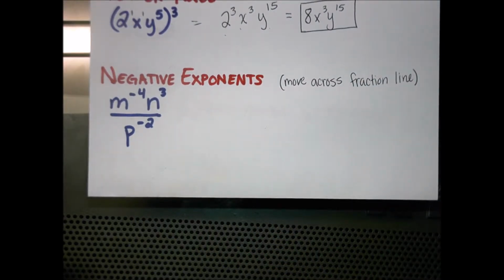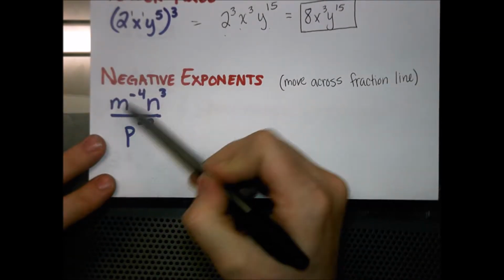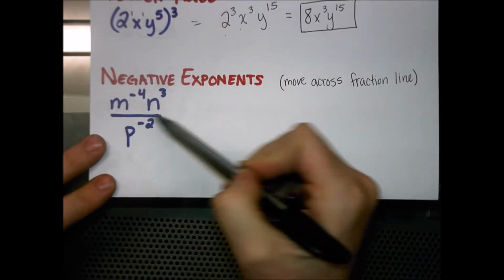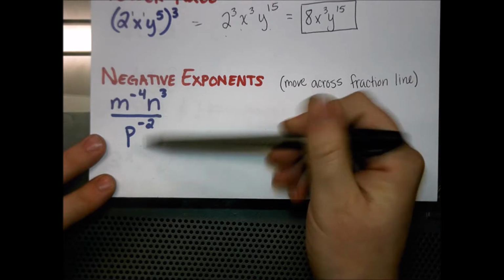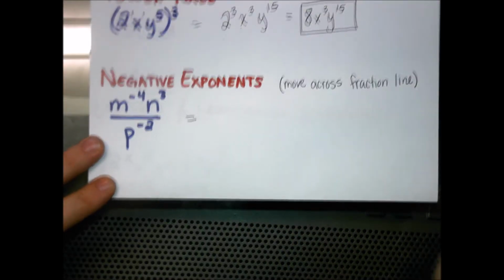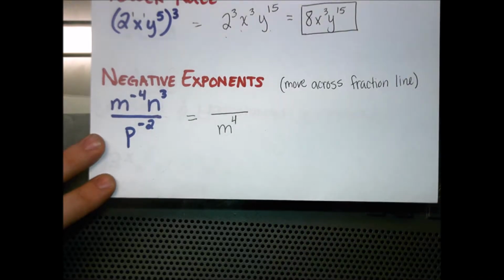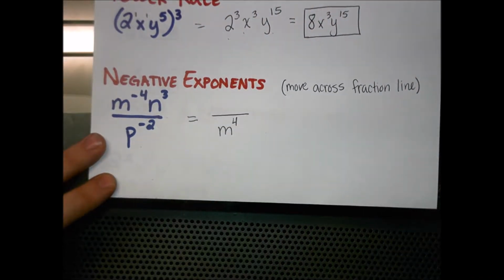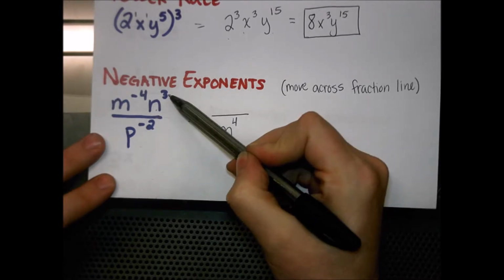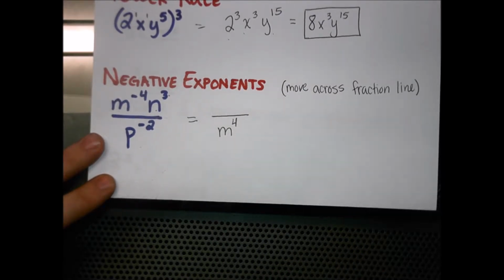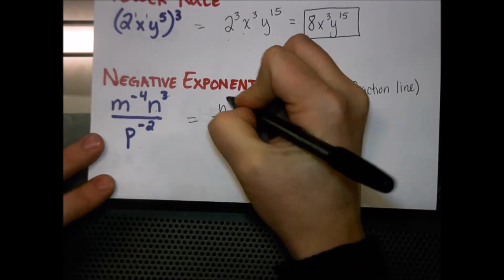Move across the fraction line. So, this m to the negative fourth, if I were to move it across the fraction line, would it be in the numerator or the denominator when I end? The denominator, m to the, and then it becomes positive 4 once you move it. What about this n to the third? Where does it go? Stay at the top. Stays in the numerator, very good.